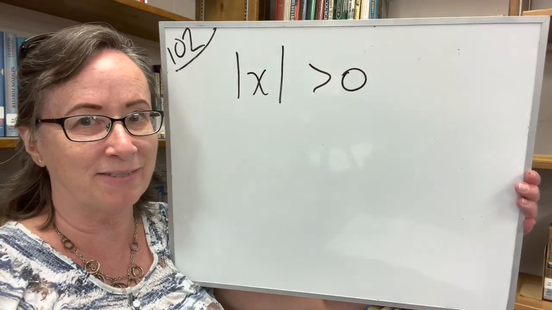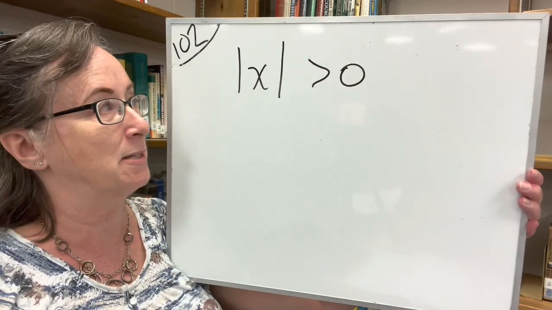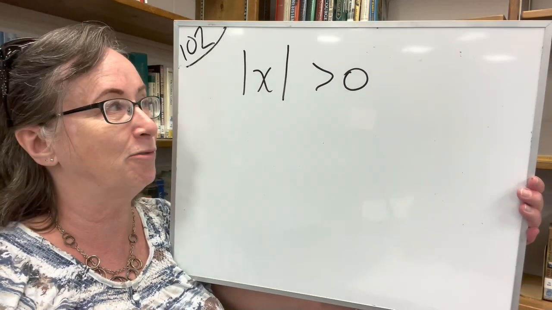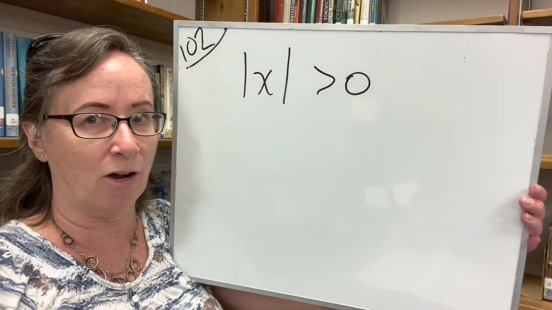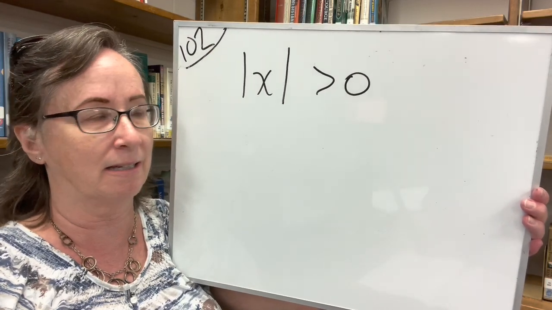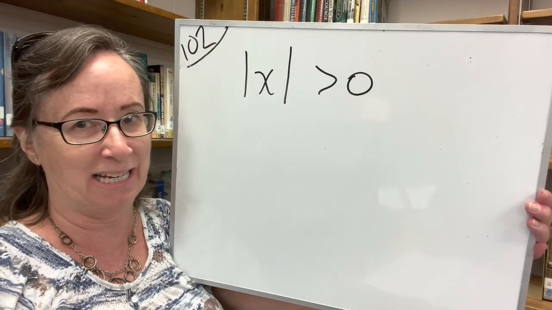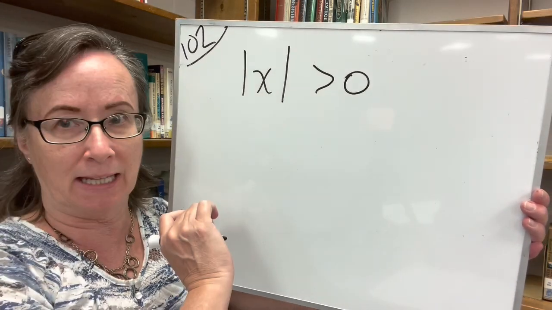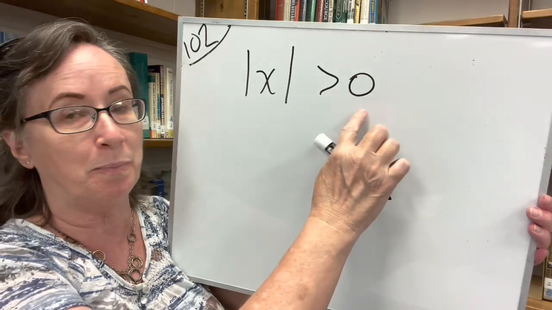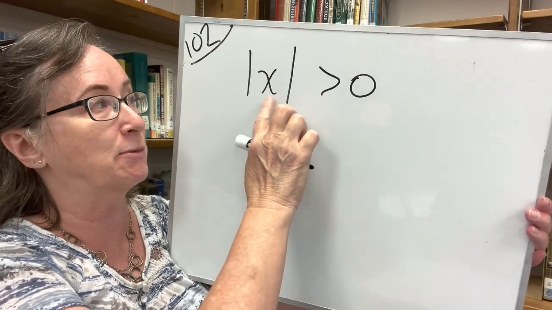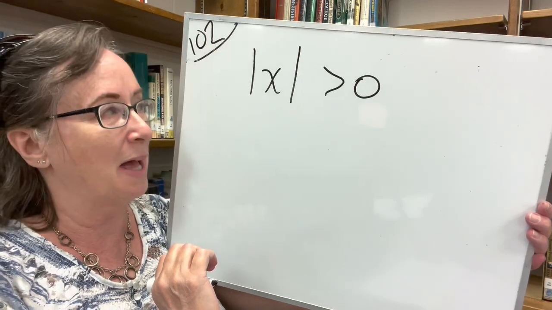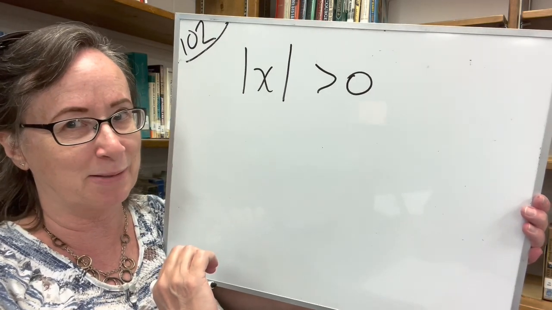Oh, and they gave us a very easy one to finish up on. The absolute value of x is greater than 0. Yes, the absolute value of x is greater than 0 for any x that is not 0. So we would say, in other words, if x was negative, its absolute value would be positive. If x was positive, its absolute value will be positive. But if x is 0, the absolute value is 0.